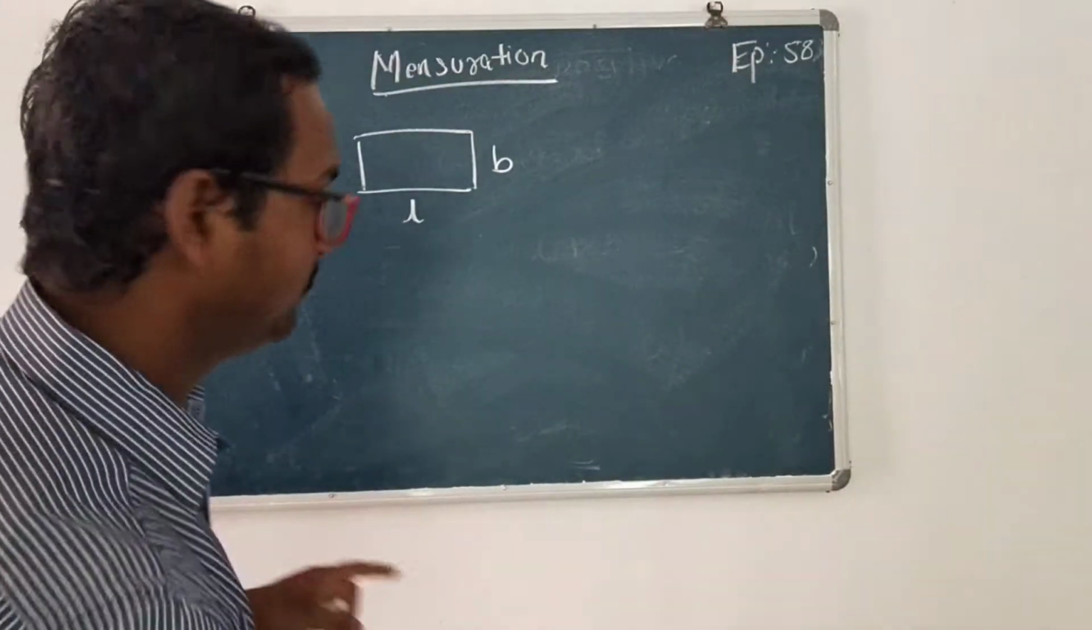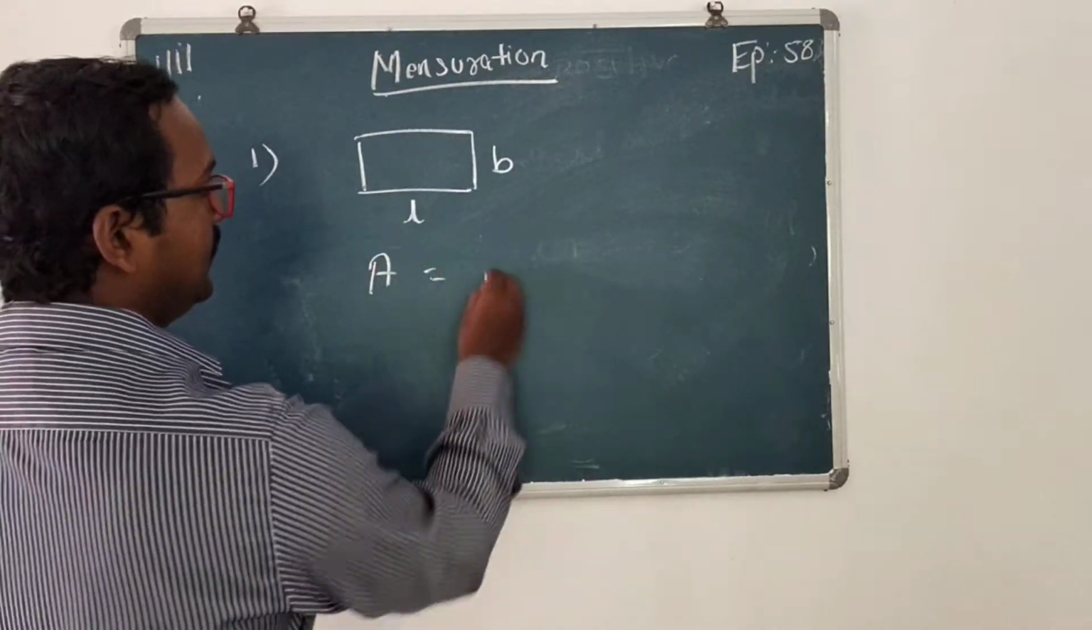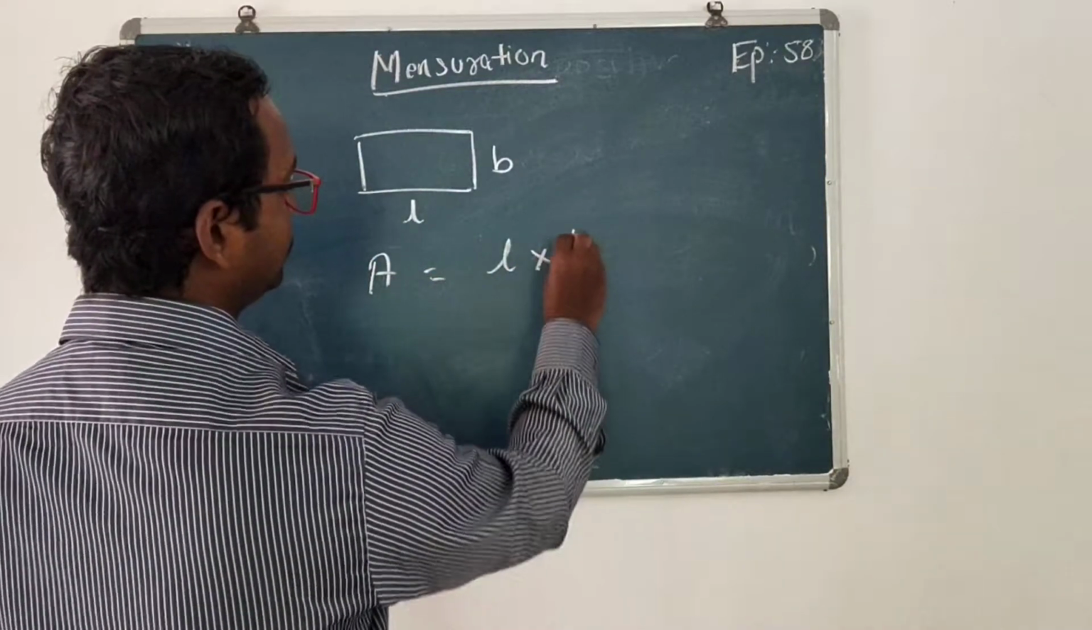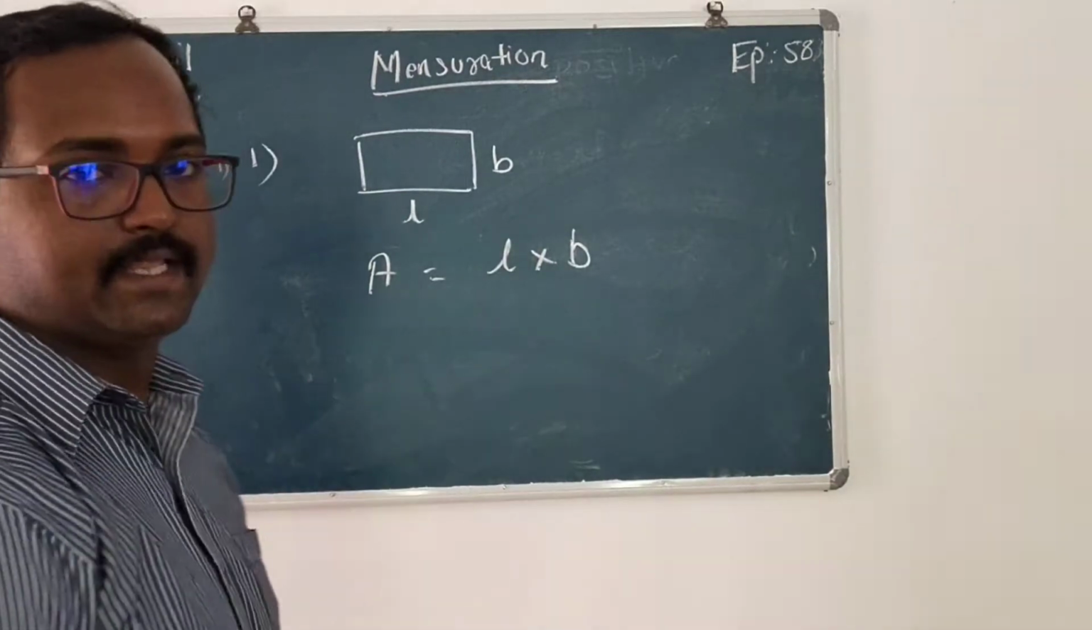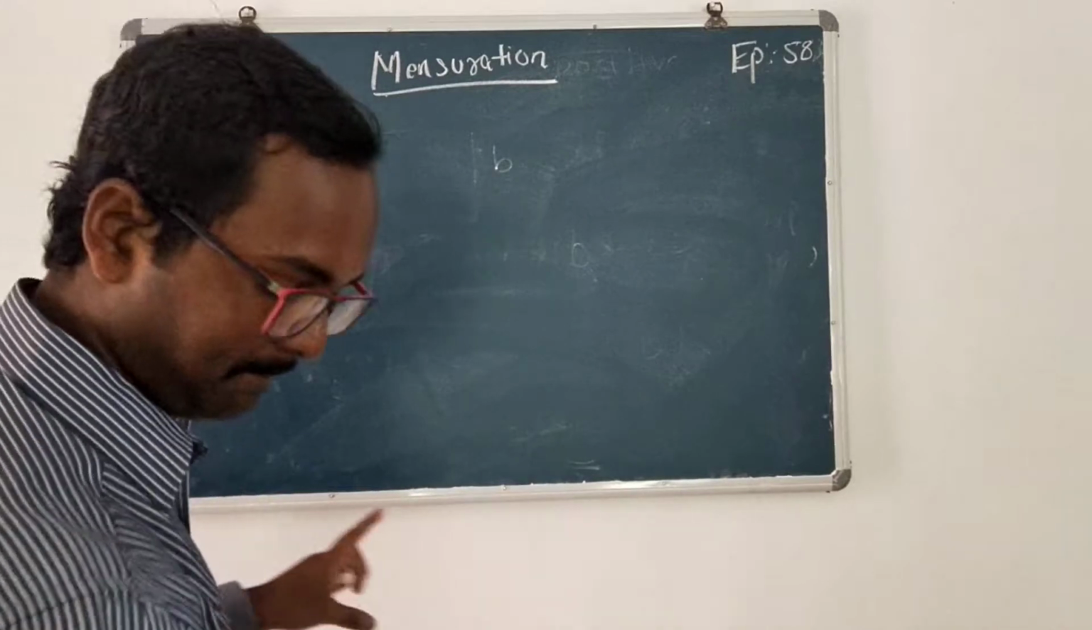Now, let's see the area. Area of rectangle is length into breadth. Okay, now let's see square.